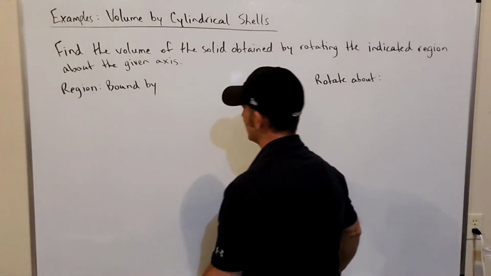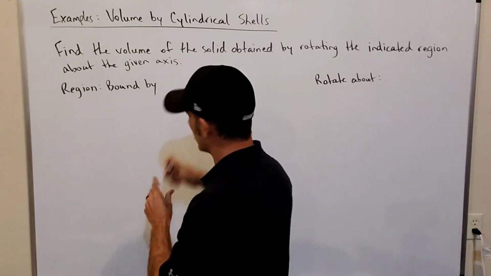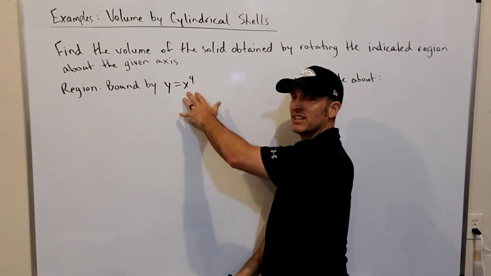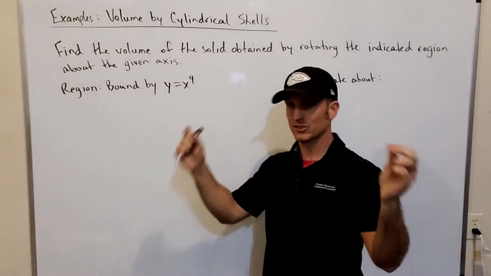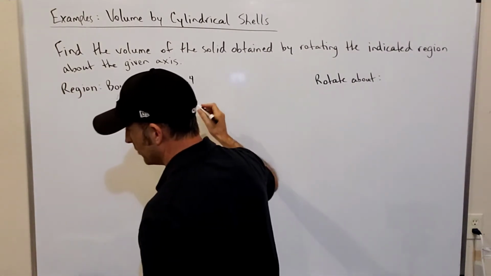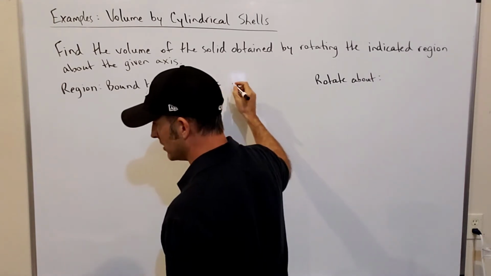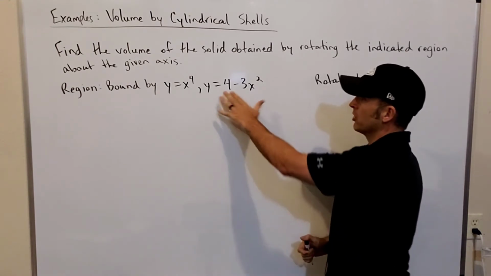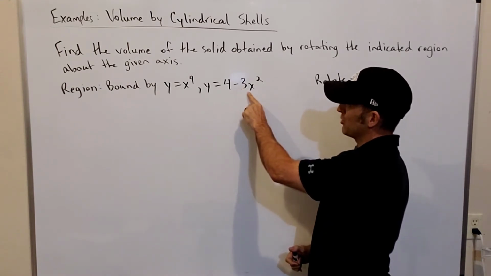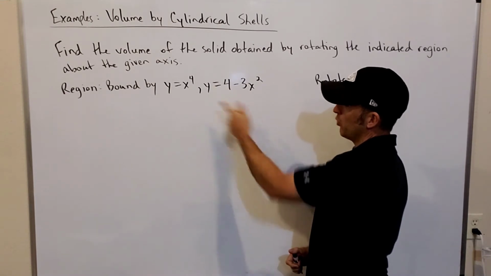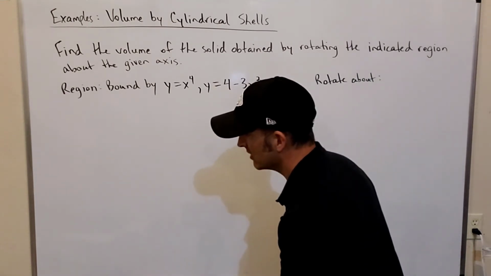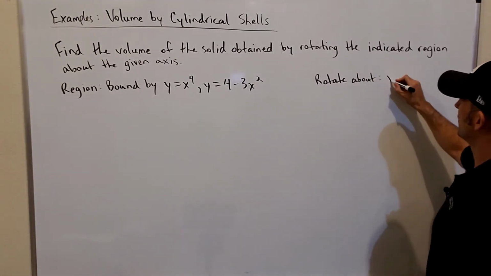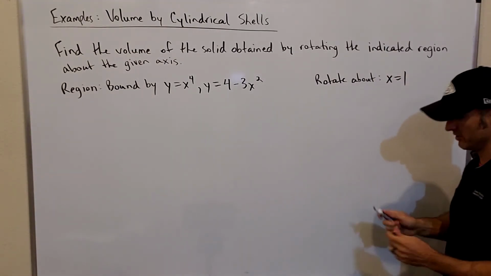Okay, so the next region is bound by the curve y equals x to the fourth, very similar to x squared. It just grows faster. And then we've got the curve y equals 4 minus 3x squared. So this is a vertical parabola that opens downward and has a y-intercept of 4, just to keep that in mind. And let's rotate not about the x or the y-axis, but about the vertical line x equals 1. Let's see how this works out.